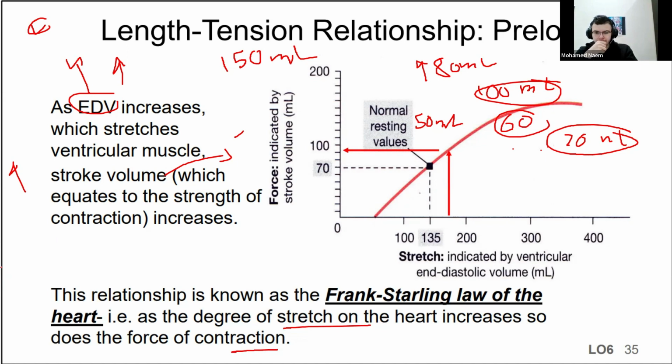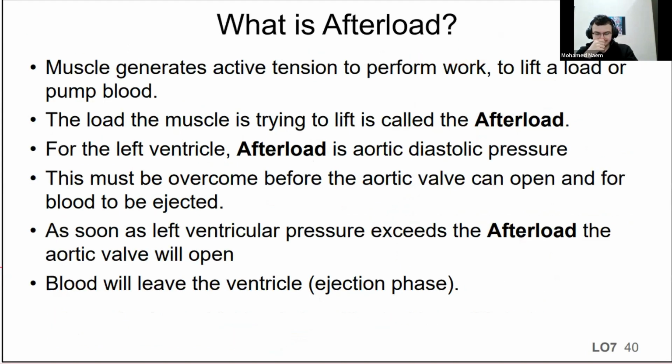Okay, let's move next. What is the afterload? Again, it would have made way more sense after the cardiac cycle, but you took it before the cardiac cycle, so we have to explain it. Guys, the afterload, as you probably took in MSK, is what you're working against. So it's basically what you're trying to achieve.